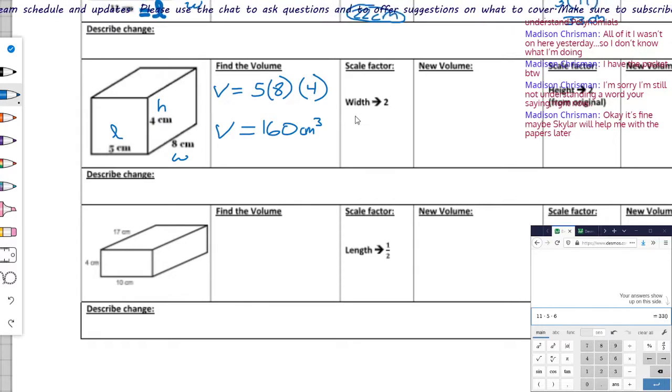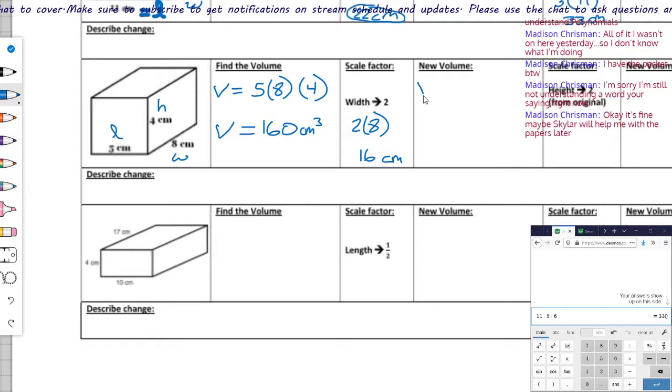because like I just said, whatever our scale factor we do for the dimension, it changes that volume that same amount. So if I double this width, so the width is now twice what it originally was. So it was 8, and we are now multiplying it by 2, so we have a width of 16. How much is that going to change our volume?